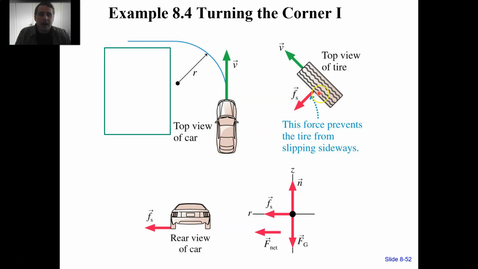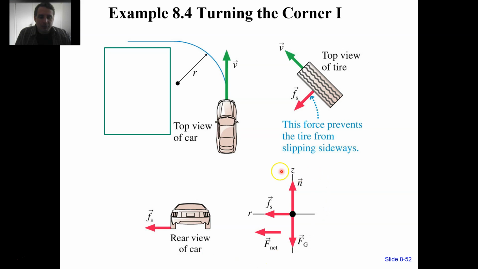The top view of the tire is like so, where when the car is, say, halfway through the turn, the velocity vector is tangent to the path, and the static friction force is always radially inward towards the center. This force is preventing the tire from slipping sideways. The rear view of the car is like so. So if we're looking at the rear bumper, notice that the static force of friction is inward. Okay? And its sort of contact point is the tires themselves.